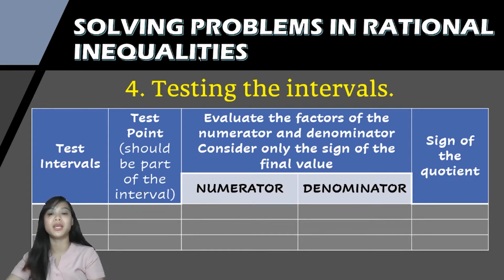So again, we have here in the table test intervals, your intervals with your key numbers or your meaningful numbers. Then we have here the test point. Again, it's in between the interval. It should be part of the interval, so in between our test intervals. So next we need to evaluate your numerator and the denominator. In here, we're just considering the sign for us to get the sign of the quotient.